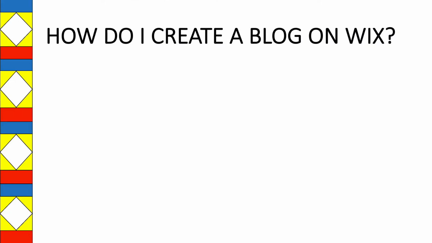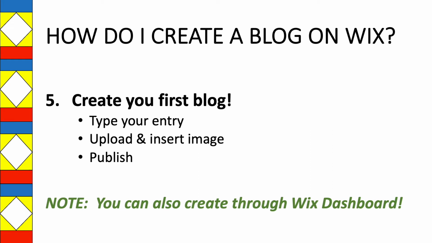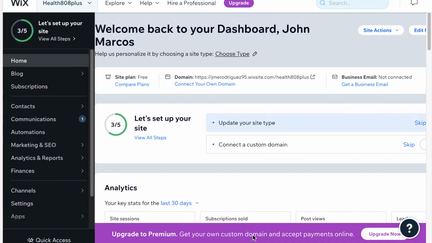Next, we're gonna actually do the blog itself. It requires some minor technical things like typing your entry, so typing what you want to blog about, inserting and uploading pictures as needed, and then how to publish. You may notice that you can also do it through the dashboard. First of all, you would see the dashboard, and then you can actually create a blog from there. I'm going to do it in action, where I'm going to talk about autism and the use of fidget spinners. The picture that you see on the screen is the picture that I'm going to upload in addition to the blog text itself. I'm going to show you through the dashboard.